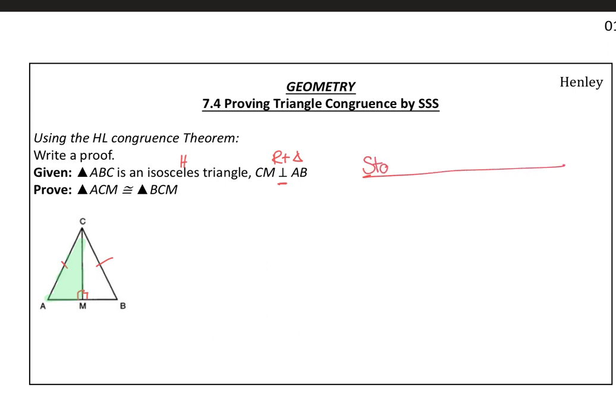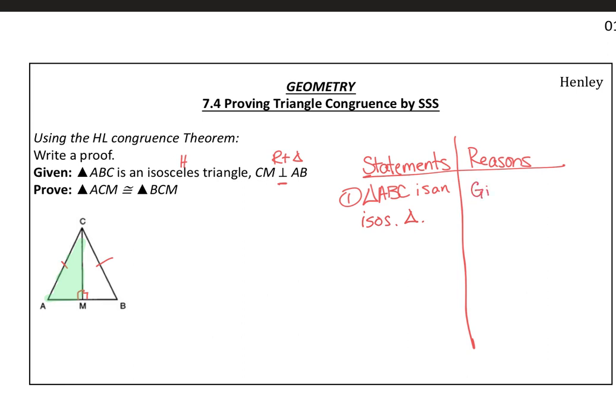So we set it up with two columns. We have our statements, and we have our reasons. Our first statement that we're going to put down is that triangle ABC is an isosceles triangle. You can go ahead and abbreviate that word isosceles, and that is given information. So that's all we have to put for that. Now, number 2, we can say that AC is congruent to BC. And we were able to say that because of the definition of an isosceles triangle. And that gives us the hypotenuse.